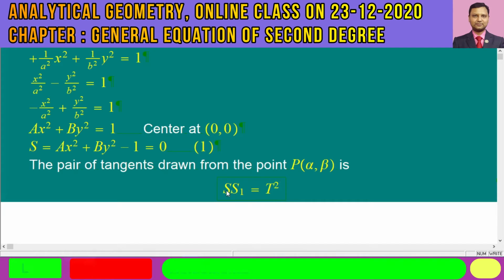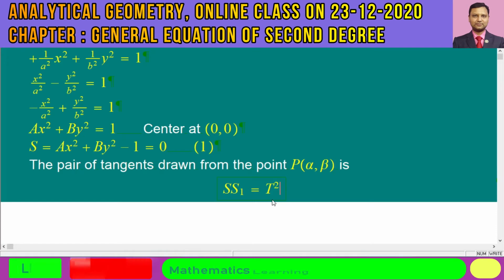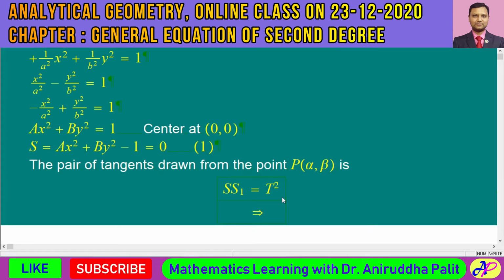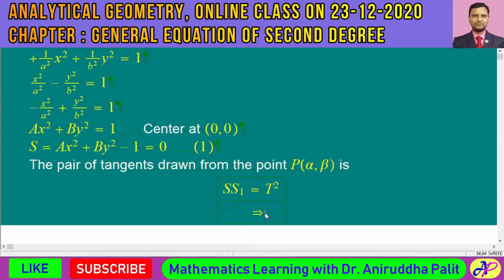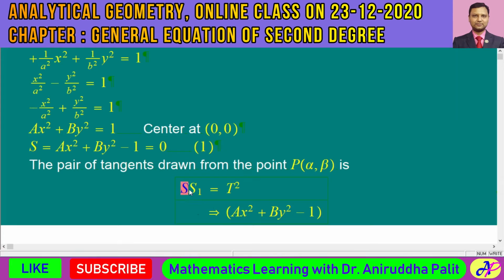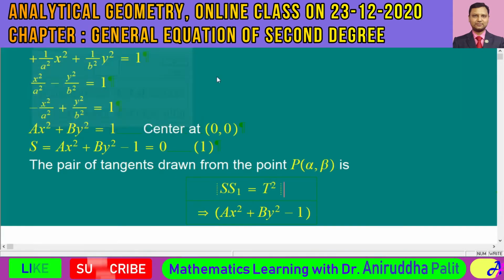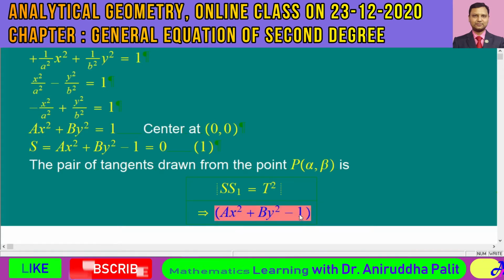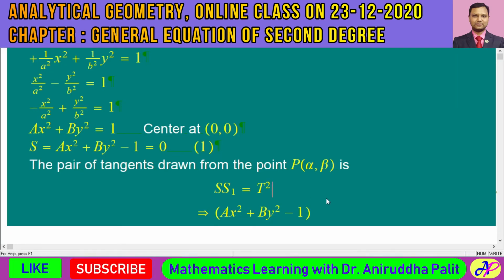So what shall we obtain? We shall get the result that SS1 is equal to T square. What does it mean? What is S? This is the expression of S. So let's write the expression of S. Just a minute, I need to fix something over here because otherwise it is not aligned properly. Okay, this is the expression of S. Please overlook this one. Okay, fine.